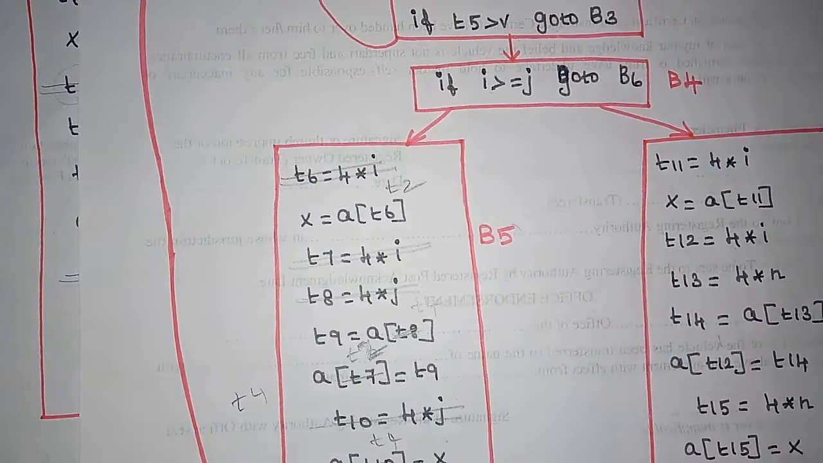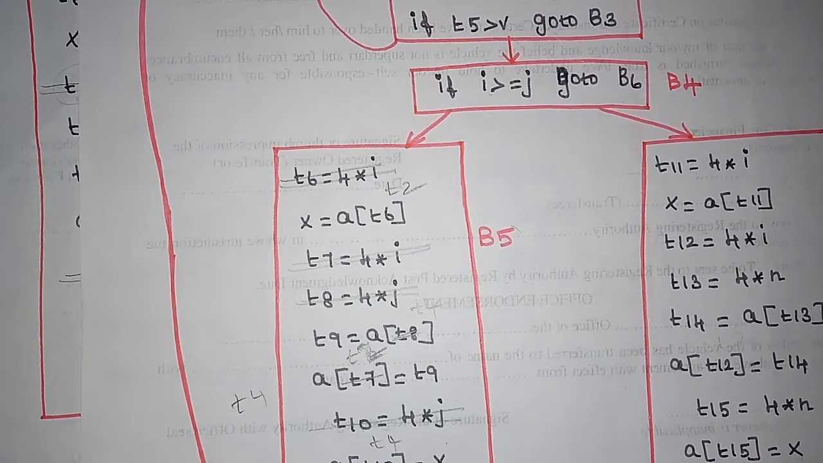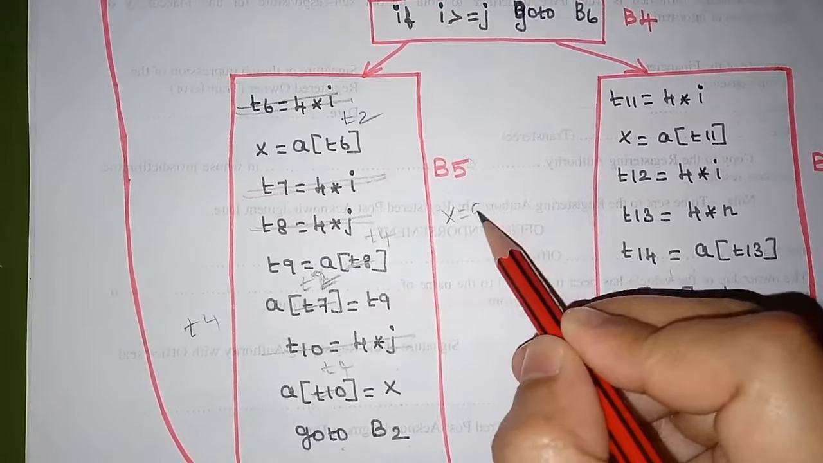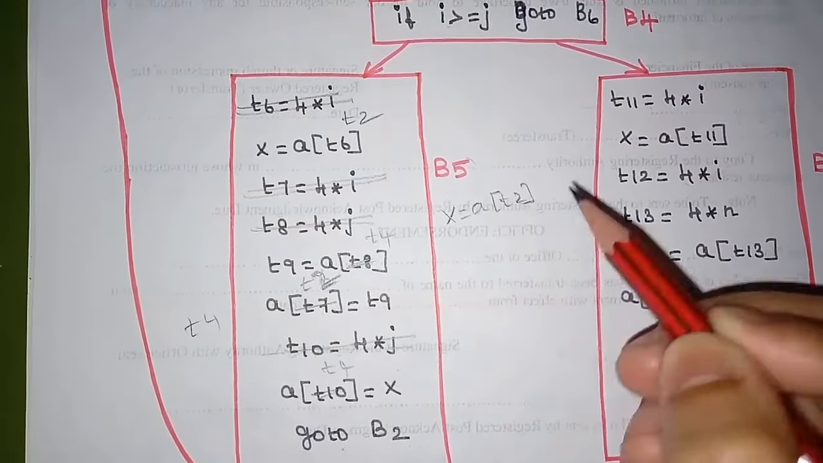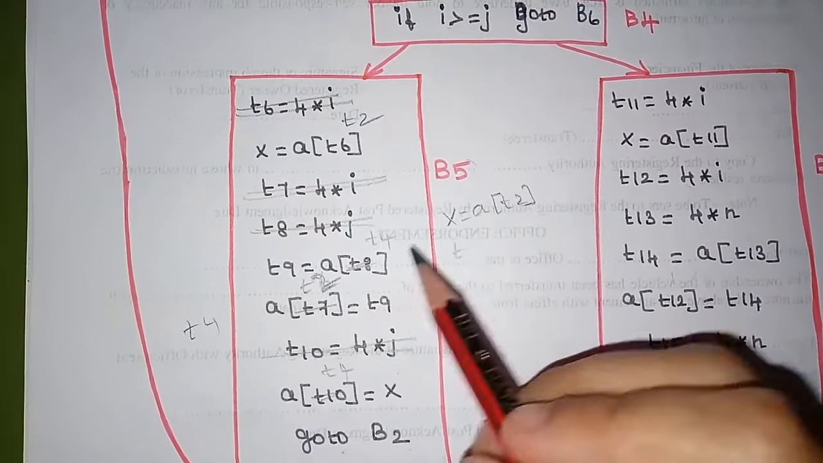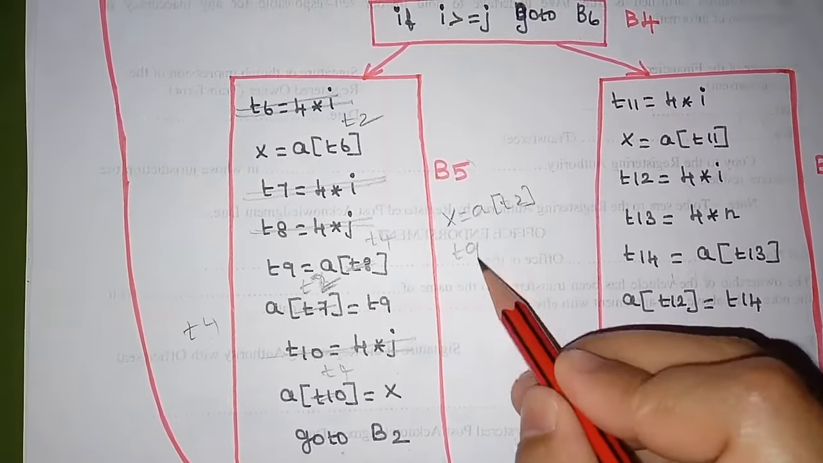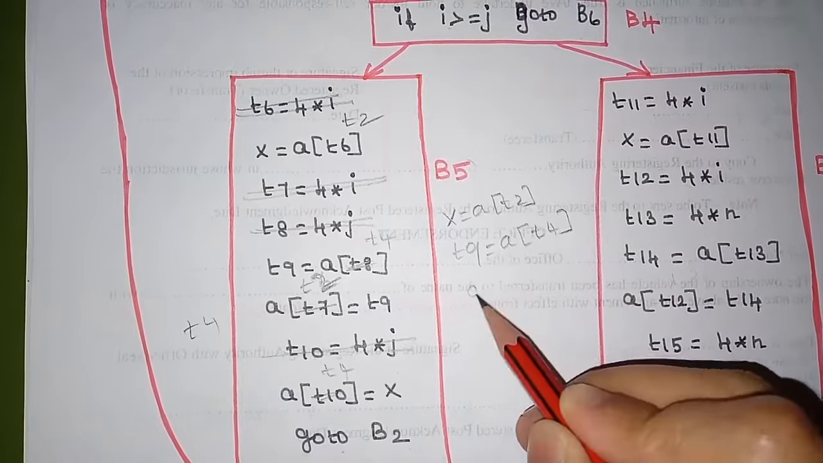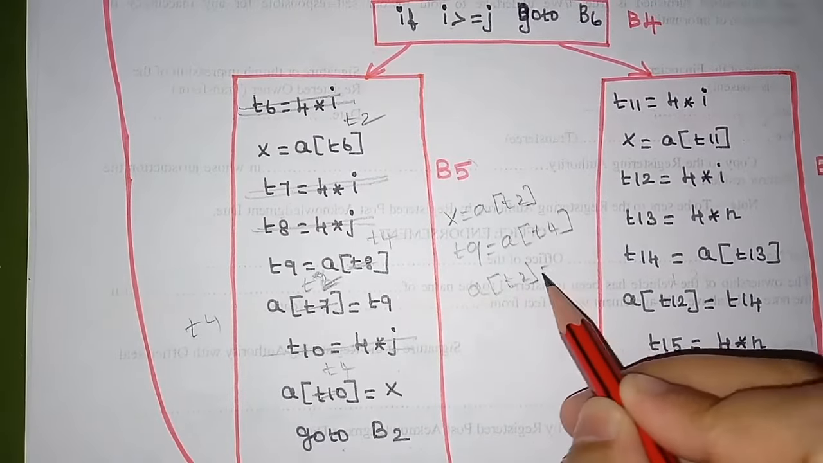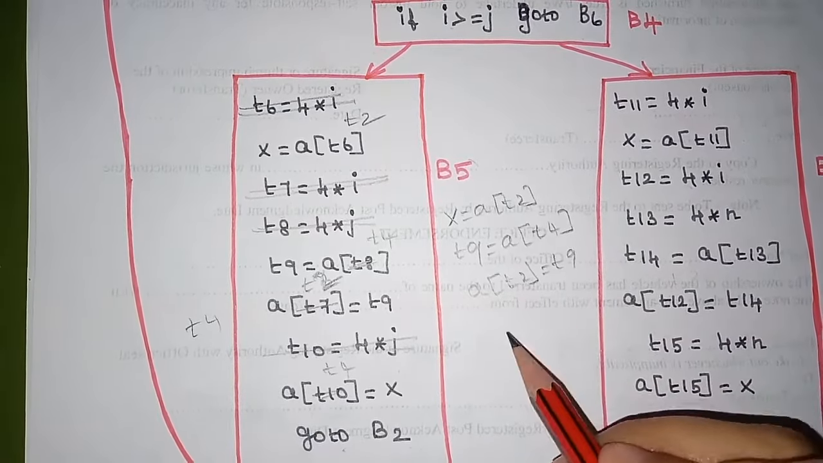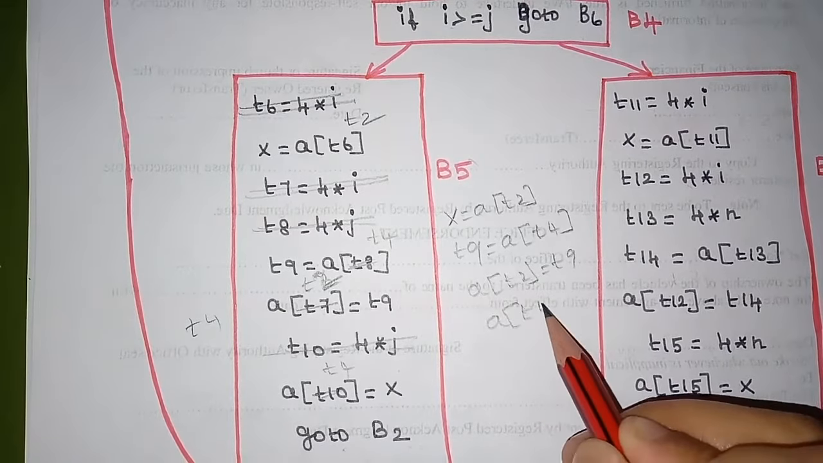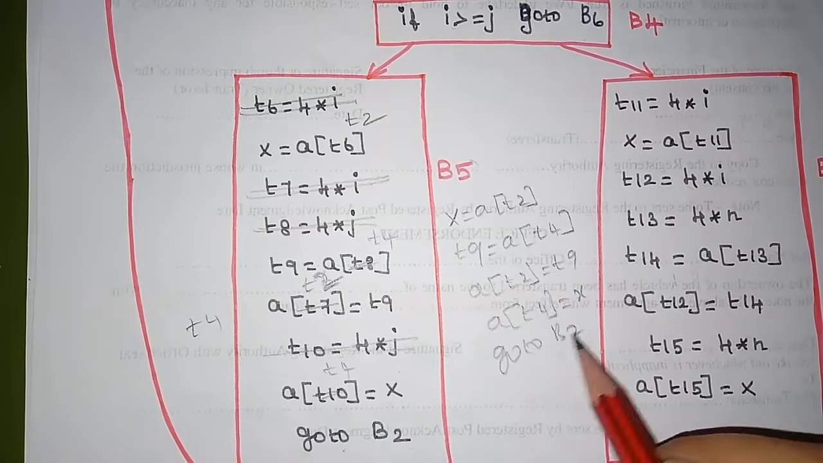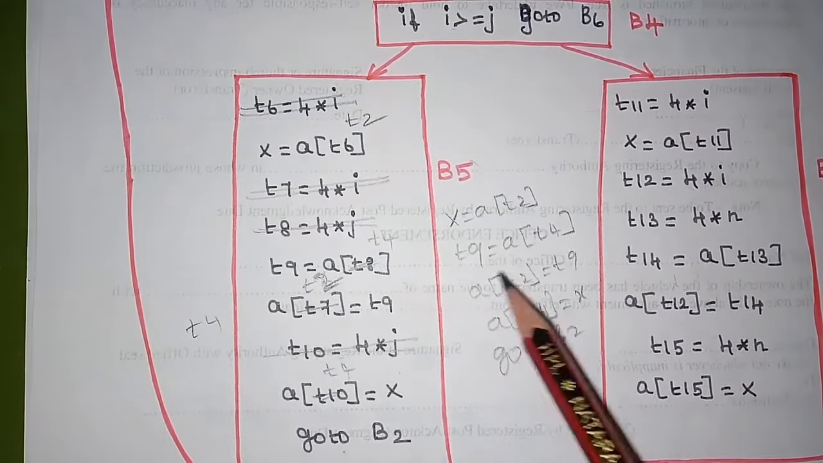Now what will be the optimized code? Let's see that optimized code. Block 5 will now contain X equal to A of T2. Then T9 will be the same, with T4. Then it contains A of T2 is equal to T9, and then A of T4 is equal to X, then go to B2. So now this block is optimized like this.